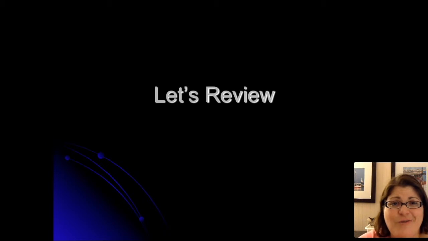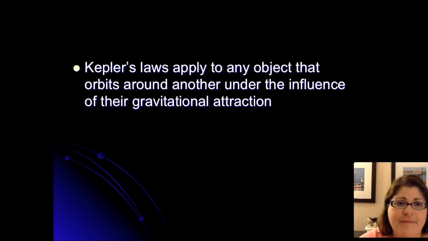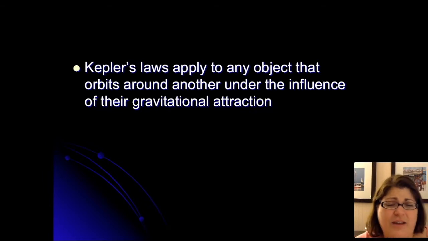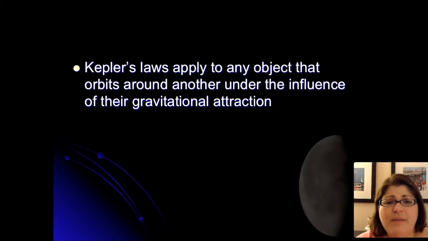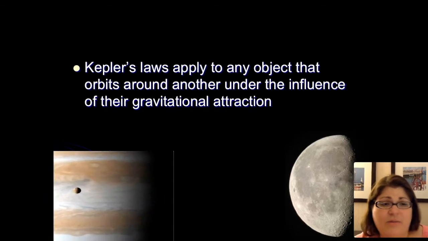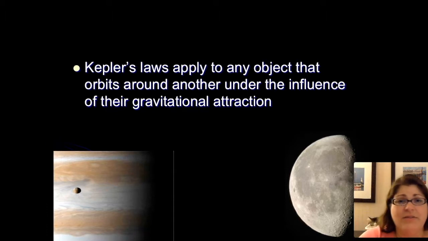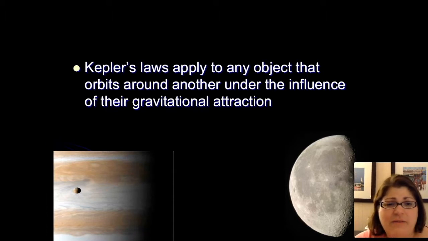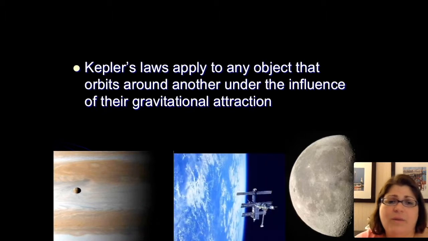Let's take a minute and review Kepler's third law. Finally, it's important to note that I've been mostly talking about planets and the Sun, but this applies to anything that orbits. So our moon orbiting Earth, another moon like one of Jupiter's moons orbiting Jupiter, an exoplanet orbiting a different star, or even a man-made satellite orbiting Earth.